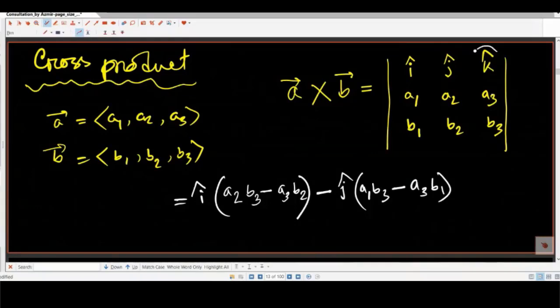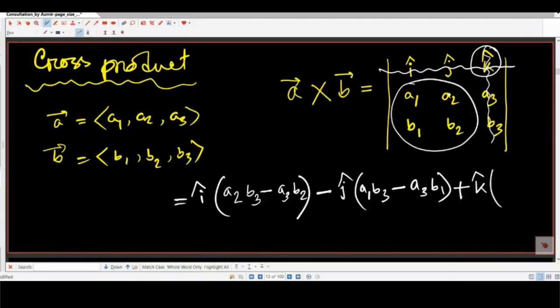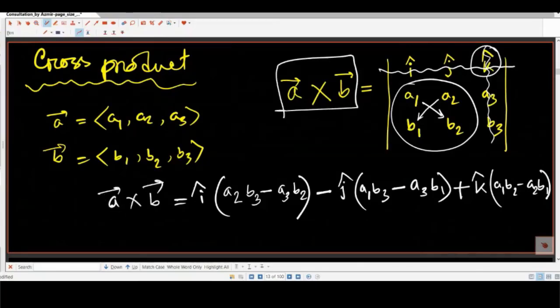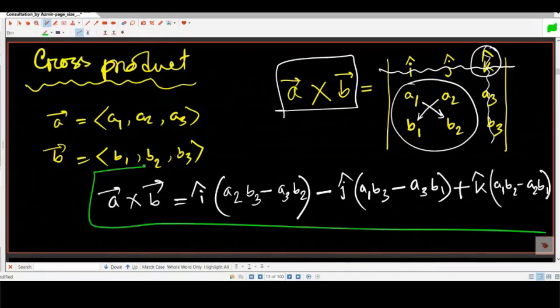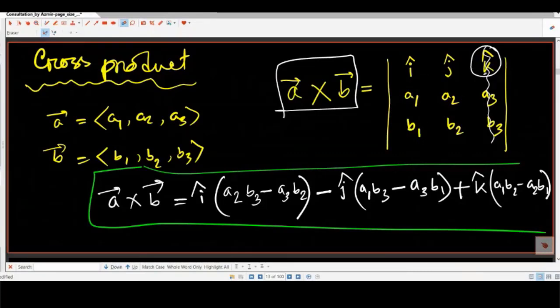After this we have to work for k. This time it will be plus, so plus k. Whenever we are working for k, this corresponding column and this corresponding row will not be considered. So we have a1, a2, b1, b2. Again, using cross multiplication, we have a1 b2 minus a2 b1. So this is what we know as the cross product of a and b. This is the formula. We have to have the concept of determinant, then it will be easy to calculate.